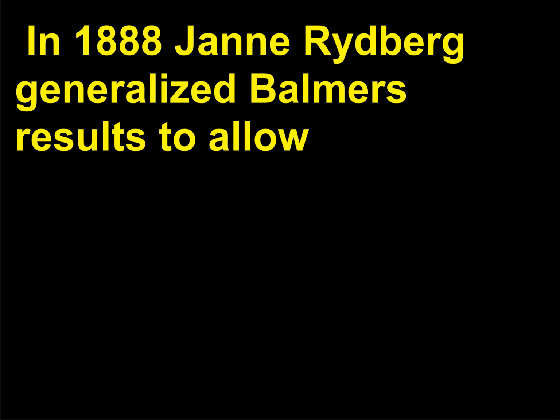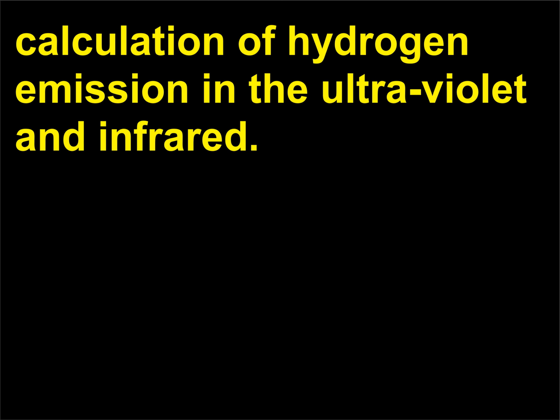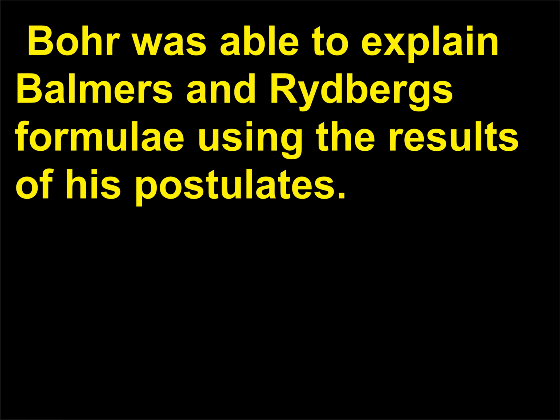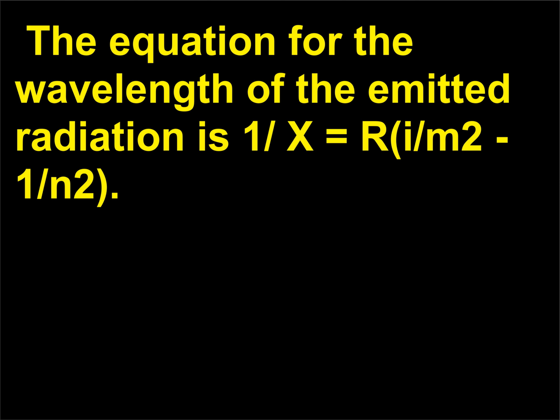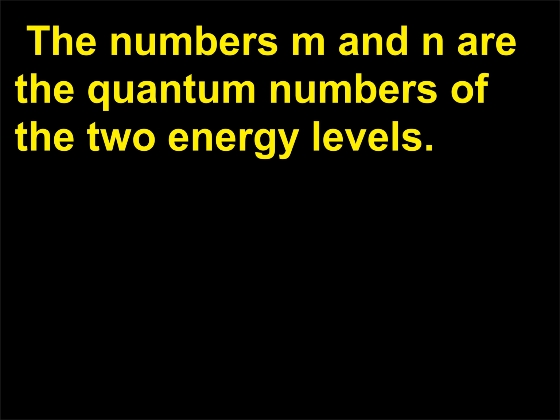In 1888 Johannes Rydberg generalized Balmer's results to allow calculation of hydrogen emission in the ultraviolet and infrared. Bohr was able to explain Balmer's and Rydberg's formulae using the results of his postulates. The equation for the wavelength of the emitted radiation is 1/λ equals R(1/m² minus 1/n²). The numbers m and n are the quantum numbers of the two energy levels.